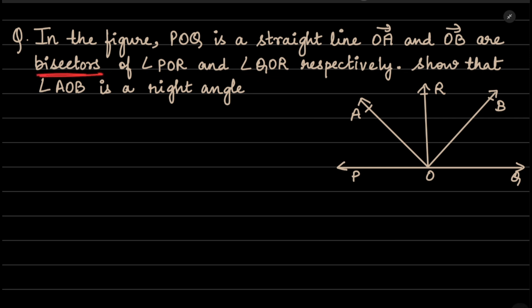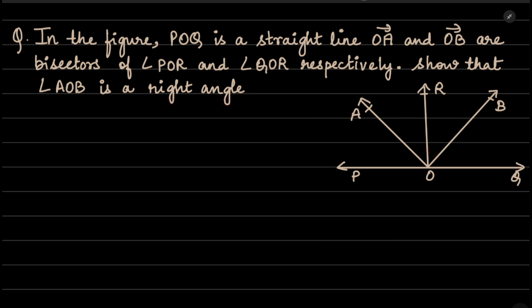What are angle bisectors? Suppose OB is the bisector of QOR, that means it divides the entire QOR into two equal parts. If OA is the angle bisector of POR, it means OA is dividing POR into two equal parts. You have to show that AOB is a right angle, so you have to prove that this is 90 degrees.